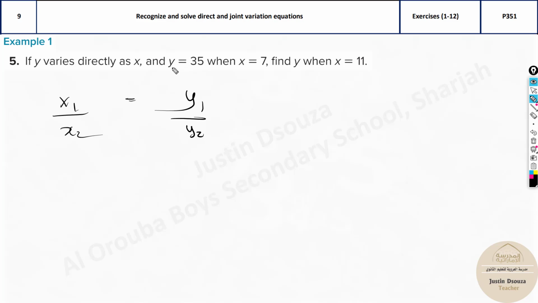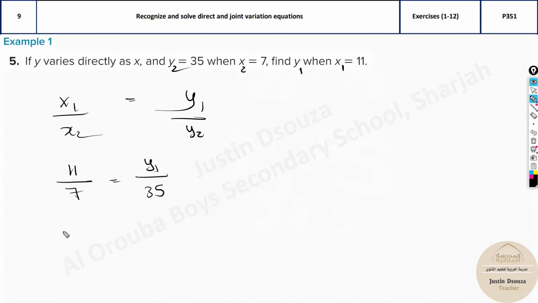So now, very important to understand. If you consider this as 2, this is 2. If you consider this as 1, this is 1. And whatever is needed to be found out, find y where x is so much. So substitute 11 by 7 equals y1 is unknown divided by y2 is 35.